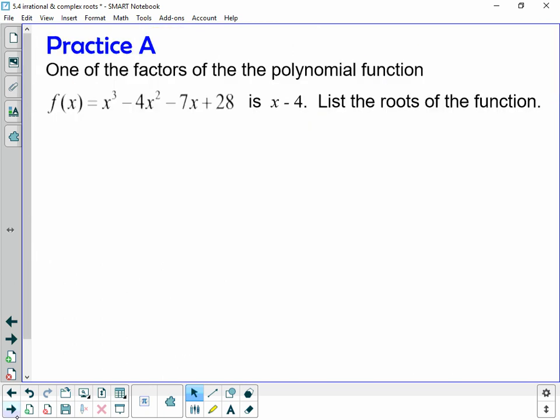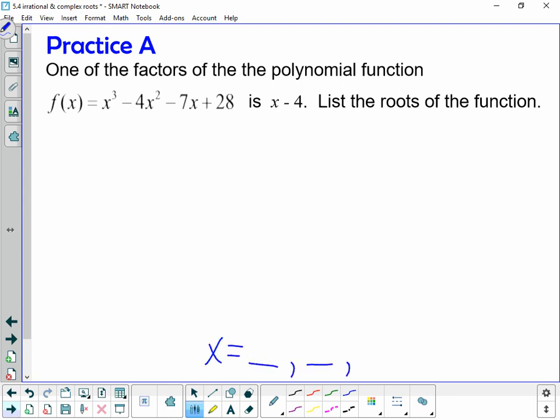Okay, super fun, right? You love the quadratic formula. Let's try another one. One of the factors of this polynomial is x minus 4. We want to make a list of the roots of the function. So again, our answer is going to be a list of roots. And because it is degree 3, we know that there are 3 roots.